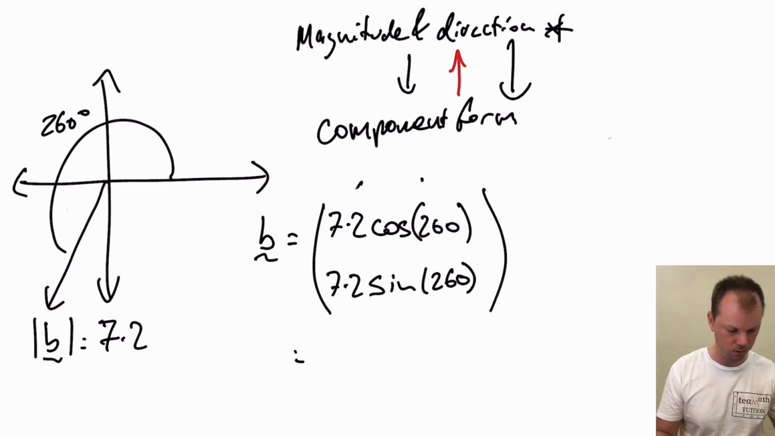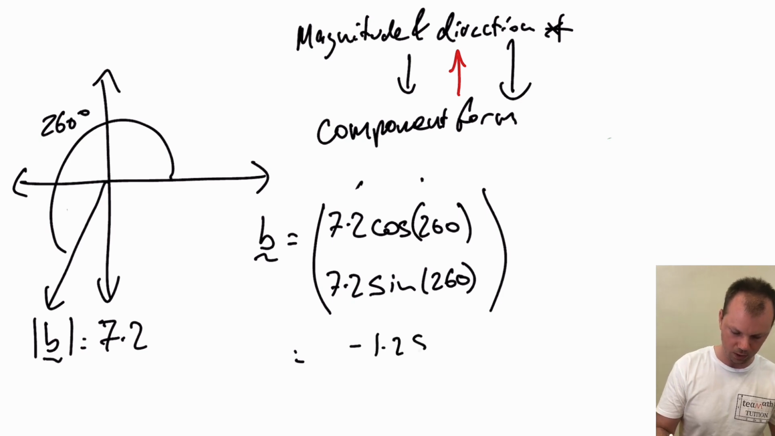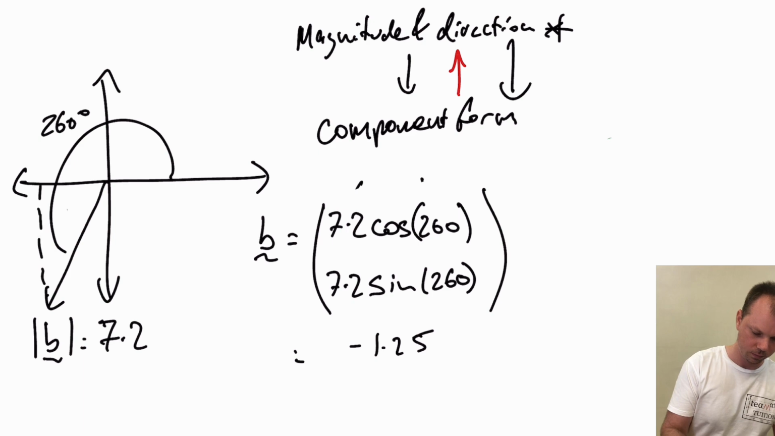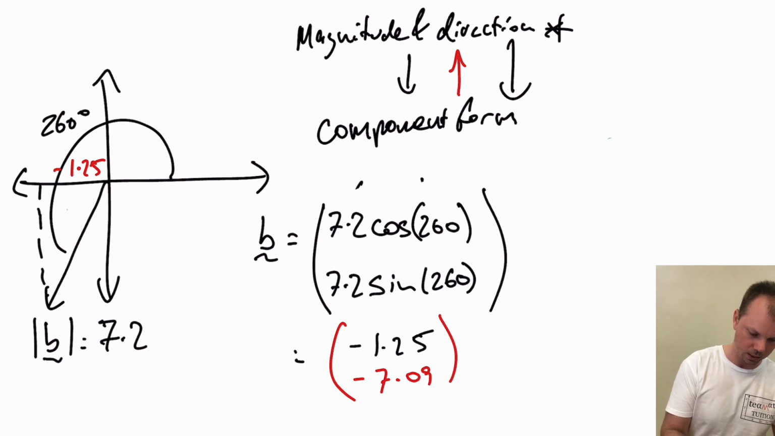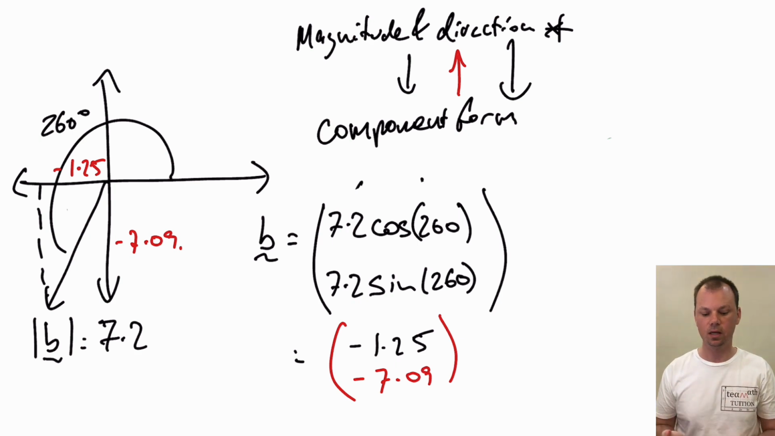So 7.2 cos 260. We get negative 1.25. So that's negative 1.25 here. And our y direction, negative 7.09. It's negative 7.09 down. So that's how we convert from magnitude and direction of a vector into its component form.